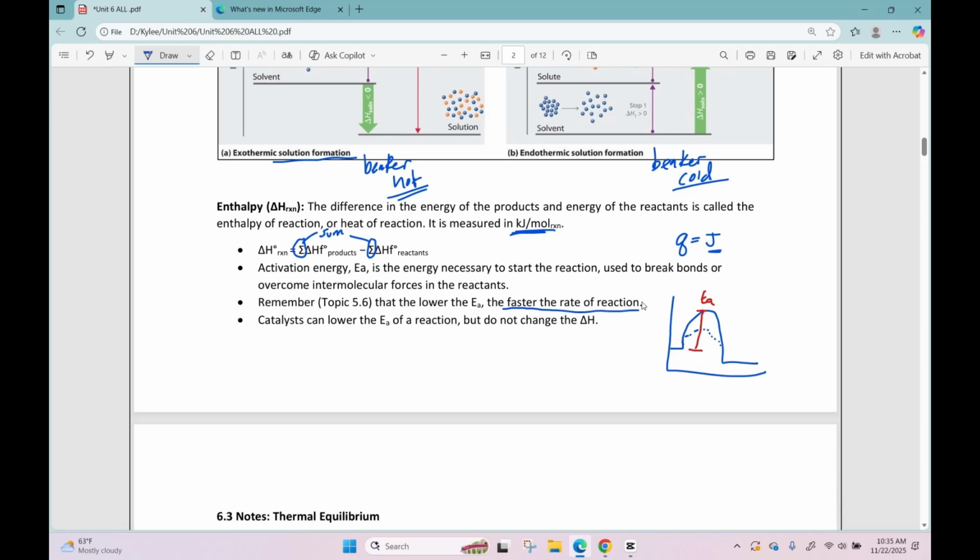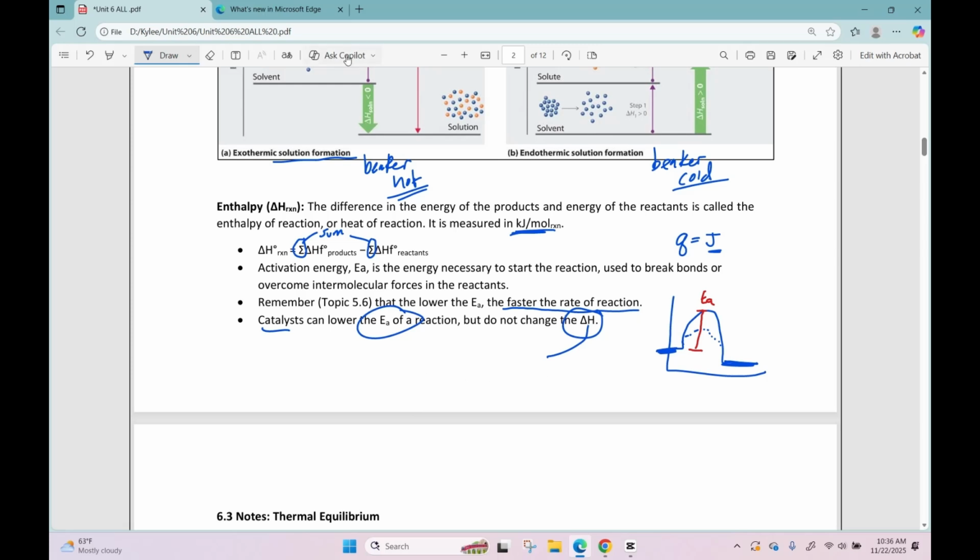And then finally, a catalyst can lower the activation energy, but it will not change the delta H of the reaction. So that's something to keep in mind. Usually when we add a catalyst, that's going to give it an alternative path. What it means when delta H does not change is that where we start, our reactants, and where we stop, does not change when you add a catalyst. The only thing the catalyst will affect is the activation energy or the reaction pathway.